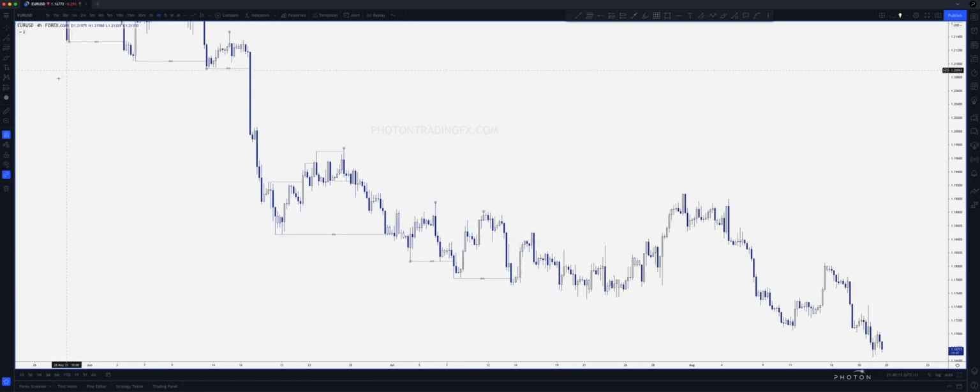And then we get the pullback. And then let's see, when do we take this low? So remember, with breaks of structure, to form that lower low, I need to see a candle closure. So it tries multiple times. We don't get that confirmed until this candle here. So literally, if I draw it to this candle here, at this point in the market, before this candle forms, you do not know that this is the lower high, until we get this candle closure here.